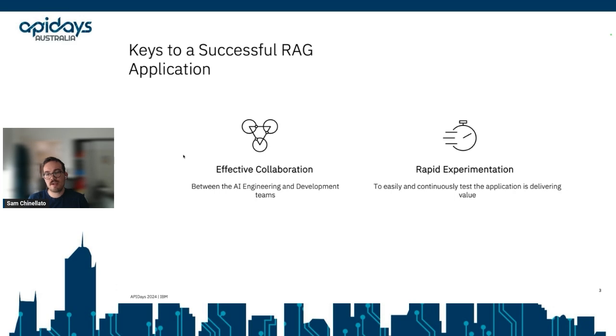At the same time, reducing friction between these two teams leads to quicker experimentation. And really, in our experience, the success of a RAG application is all about rapid experimentation. RAG applications and AI applications are successful when they're specifically tuned and tailored to the business problem they're trying to solve. And the best way to do this is to rapidly prototype and be able to continuously test that your application is solving the problem that it's designed to solve.